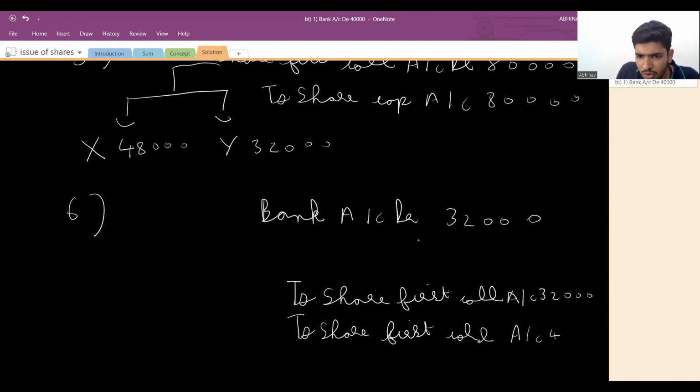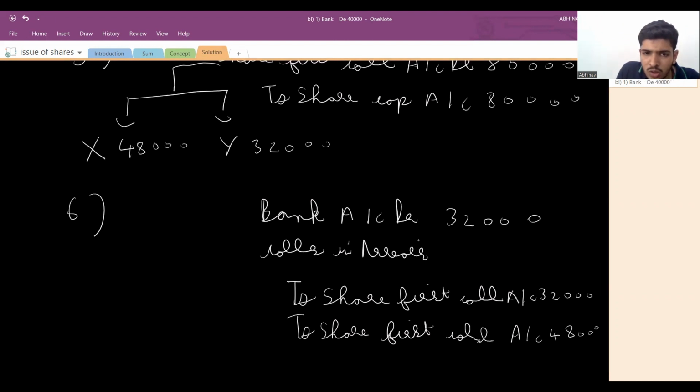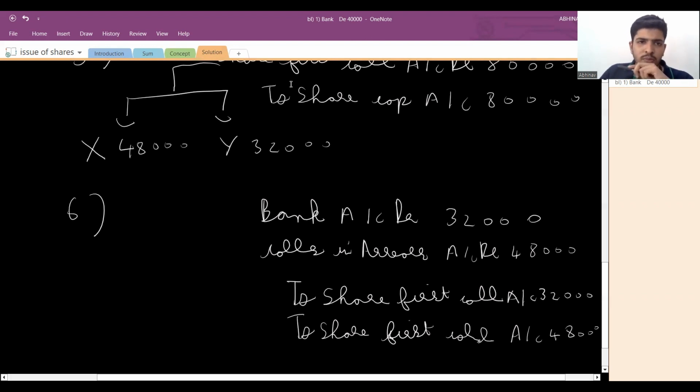Account 48,000 and calls in arrears account debited 48,000. Correct. Now, if you look here, essentially these are the same.